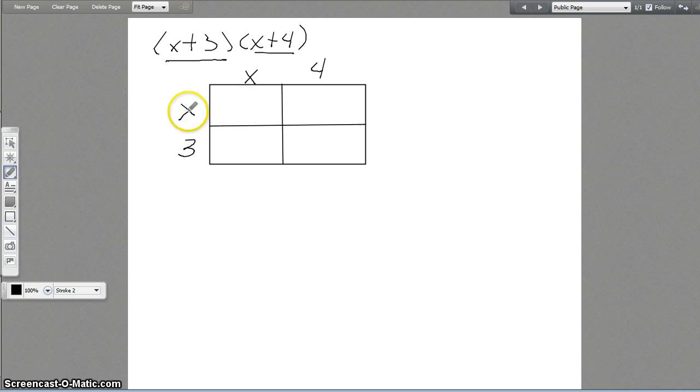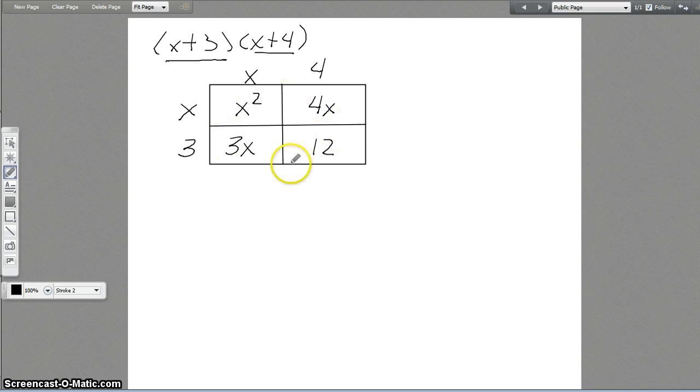This first box here is going to be x times x, which is x squared. This second box is in the x row, and it's in the 4 column. 4 times x is 4x. This box in the bottom left corner is in the 3 row and the x column. 3 times x is 3x. And this last box is in the 3 row and the 4 column. 3 times 4 is 12.